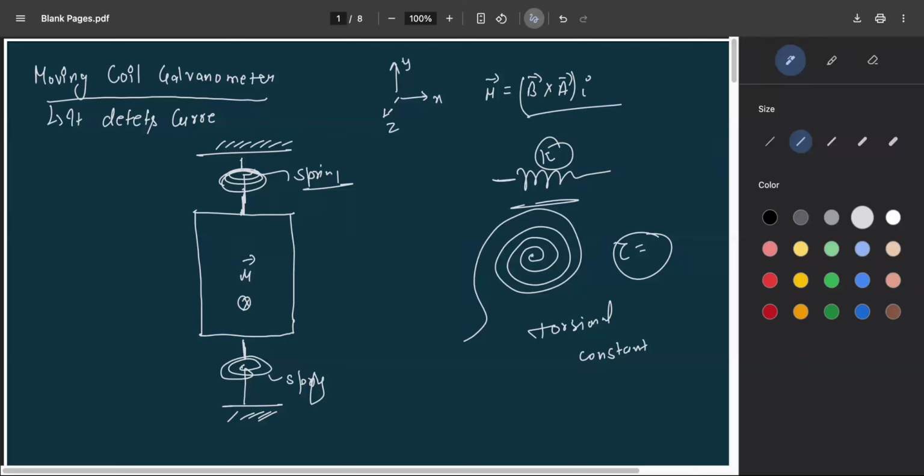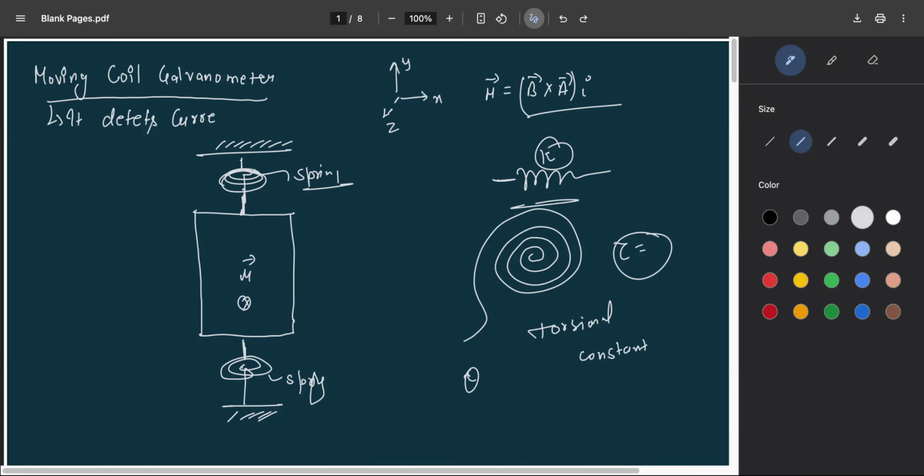It means if you wanted to rotate this spring by some angle theta, you need to apply a torque equal to C times theta. This is the torsional constant. Understood? In the case of force, actually this should be torque. In this case, if you want to stretch it a little bit, you need to apply force F equal to k times distance x. This is the spring constant. Here we have the torsional constant.